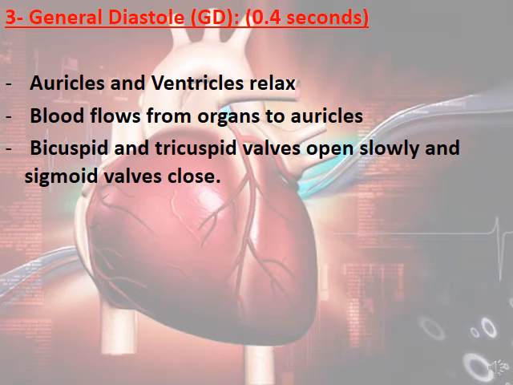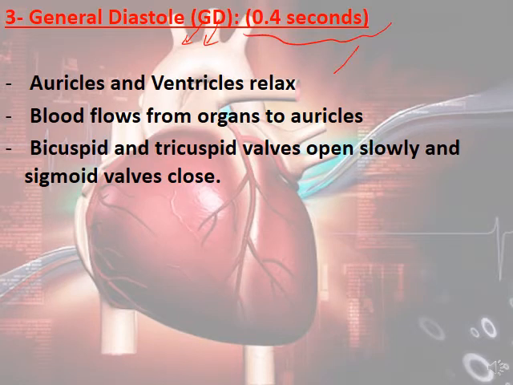Moving on to the general diastole, which is 0.4 seconds. So the auricular systole is 0.1 seconds, the ventricular systole is 0.3 seconds, while the general diastole is the relaxation phase. It's 0.4 seconds. What will happen?